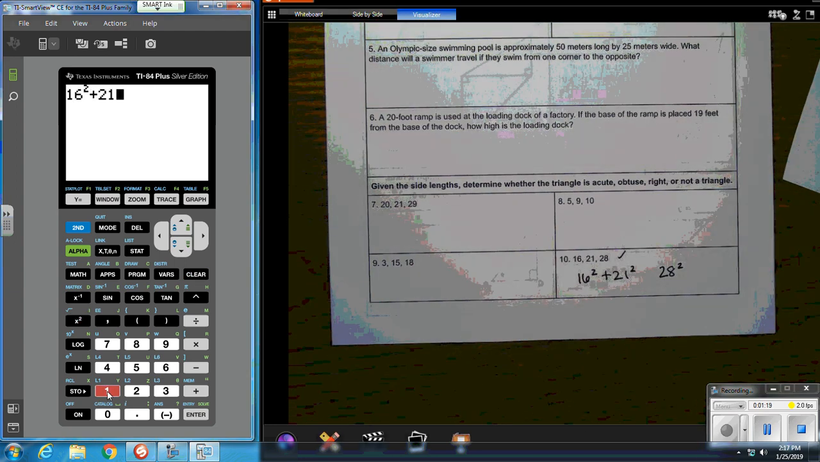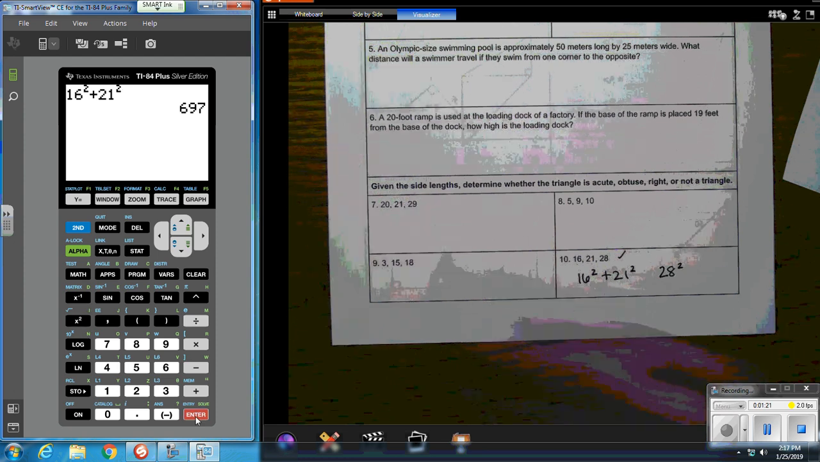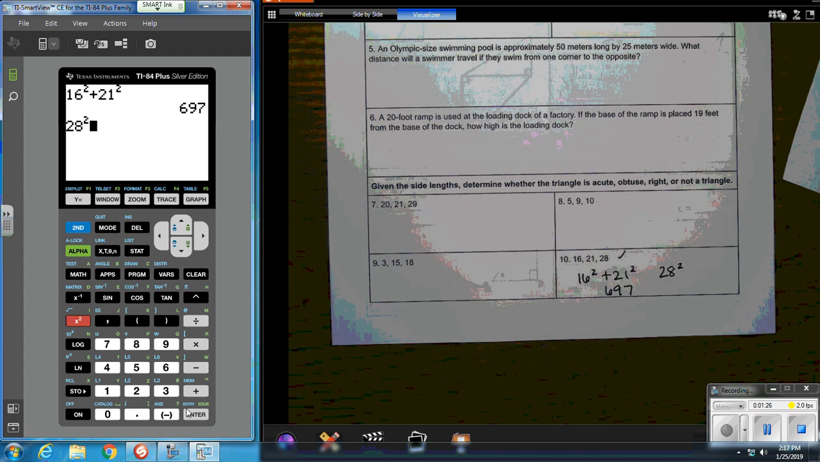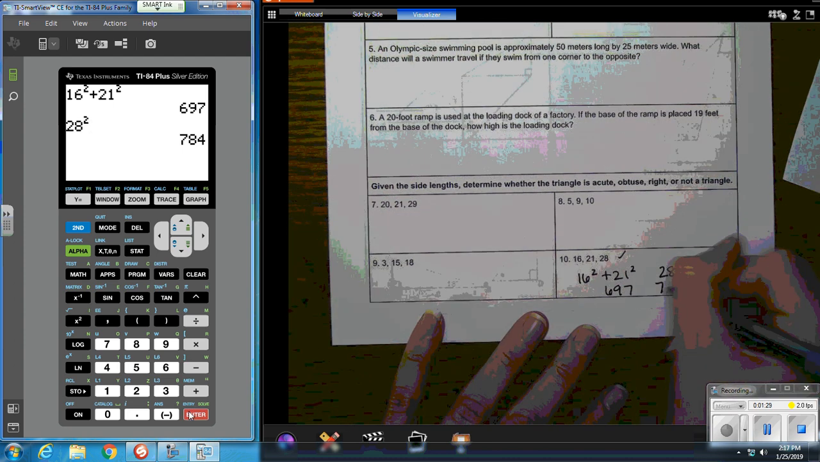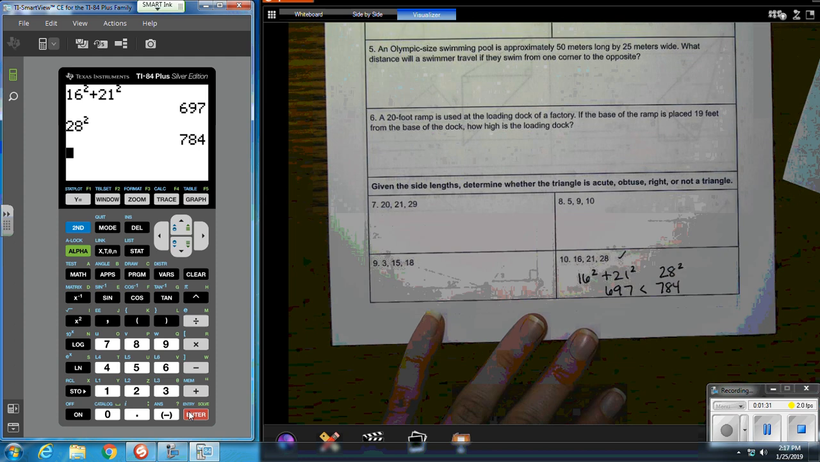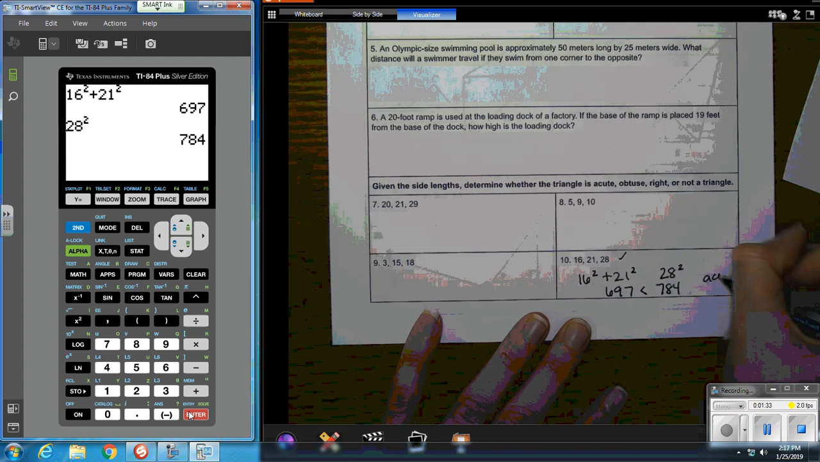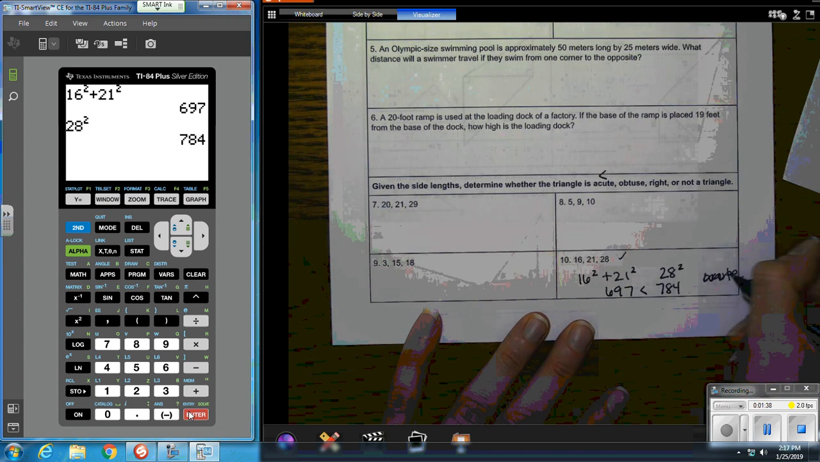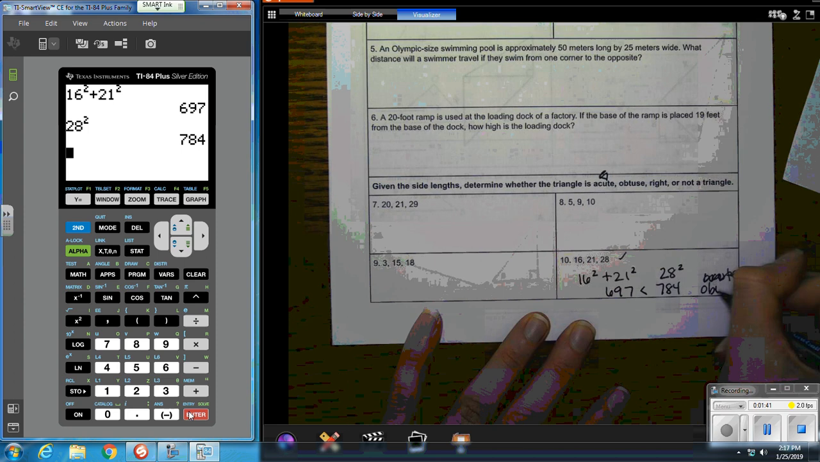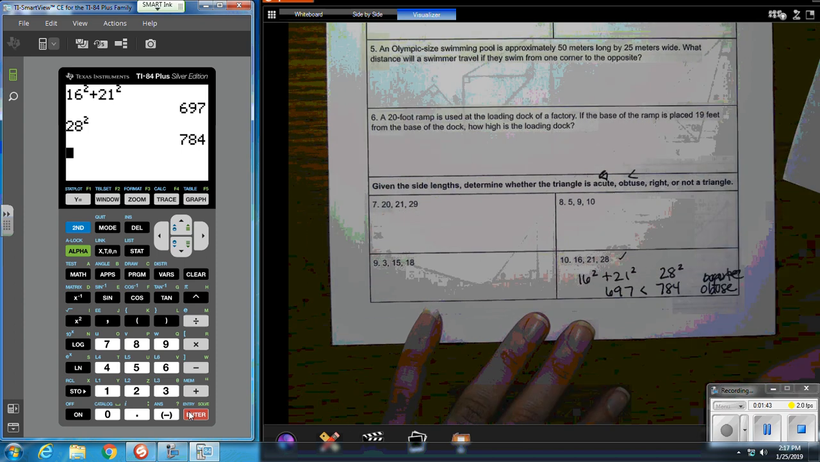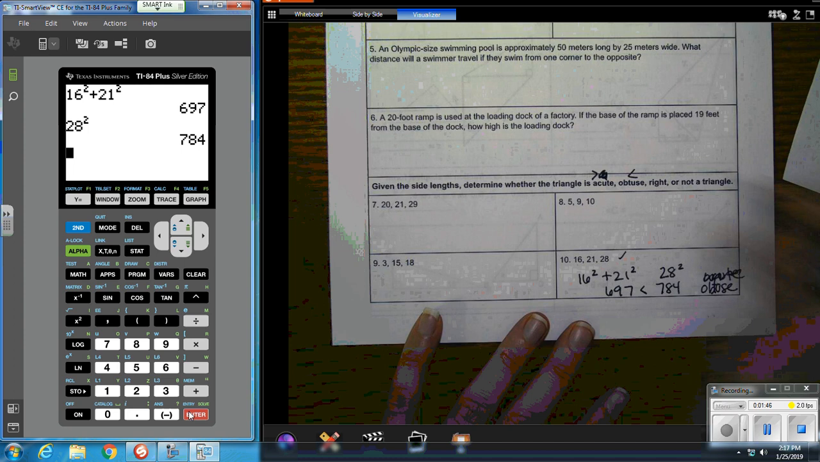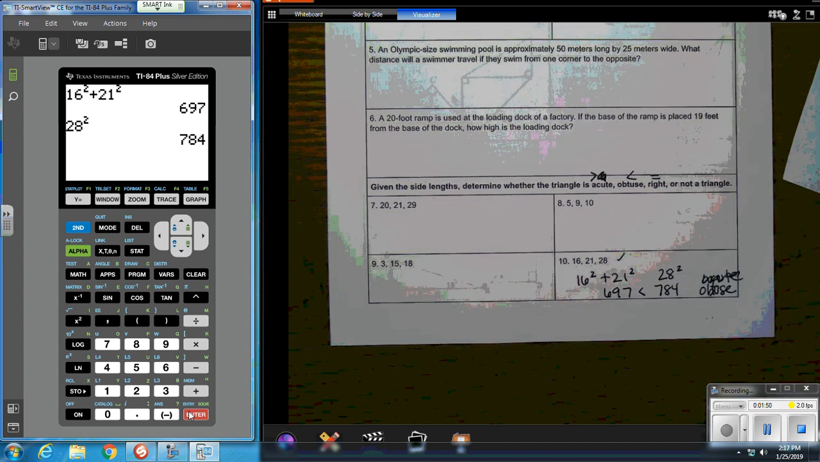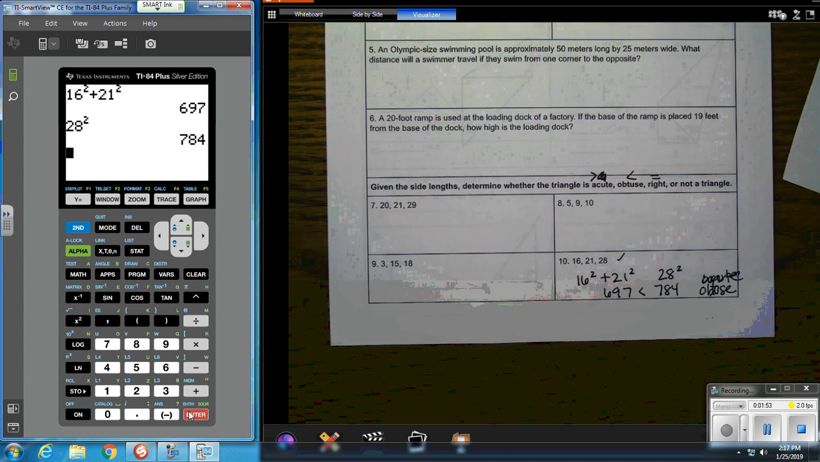So in my calculator here, I can have it do that for me. We get 697, and I'm comparing that to 784. Since the 28 squared is bigger, this is an acute triangle. Oh, sorry, this is an obtuse triangle. So if it is less than, it's obtuse. If it is greater than, it's acute, and if it is equal to, it is right. So make sure you have those memorized for the test, because I will not give you that information when you take the test.